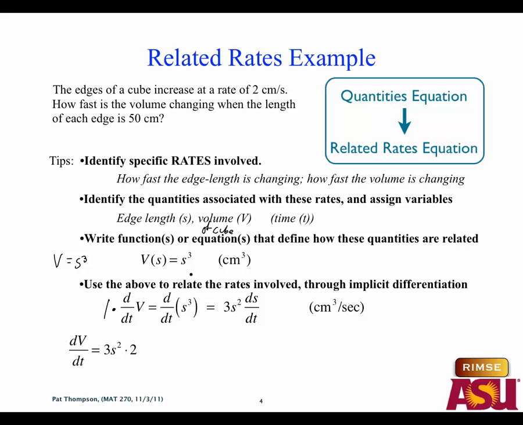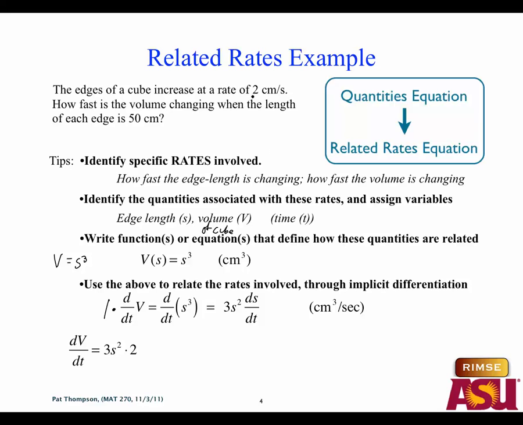Okay? But we're given dS/dt, right? It says that the side length, the edges of the cube, are increasing at 2 centimeters per second. So we know this is 2. It was given. And we want to find how fast the volume is changing, so this is our unknown. So all we have left is S. What is S?